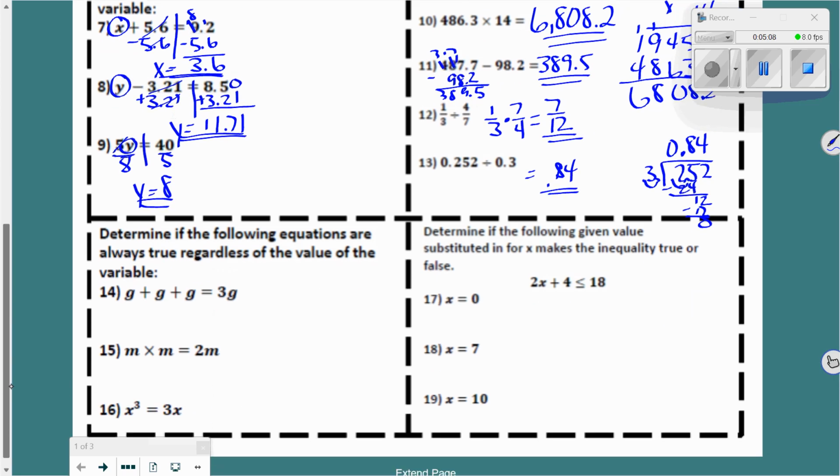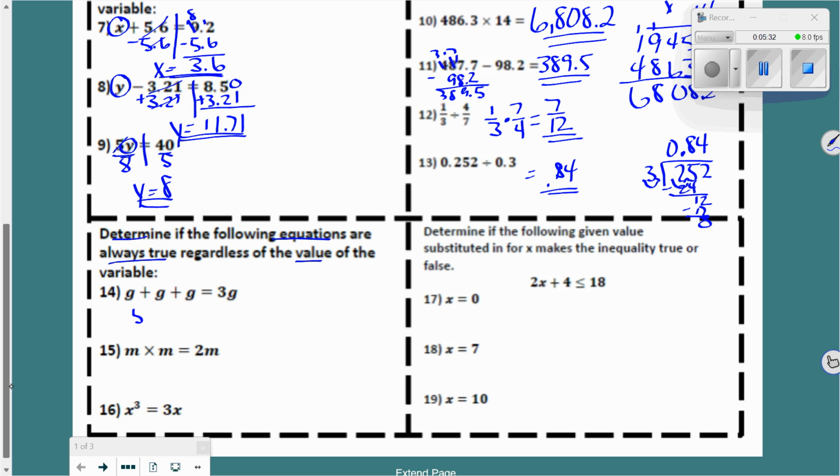Number 14, determine if the following equations are always true regardless of the value of the variable. There's a couple ways you can do this. The way I personally would recommend is substitute a value in and see if they equal. I would use a 2, because on a lot of these, a 2 will actually show that it's true when it's not. So I would go higher. Something like a 5 would work really well. That's what I personally would use.